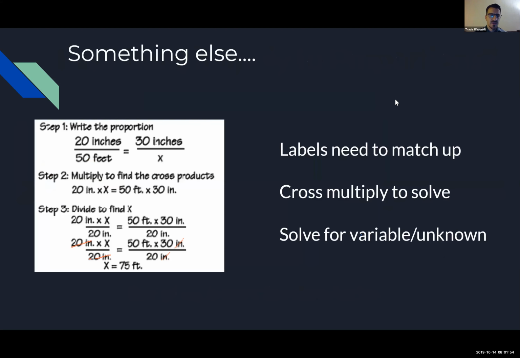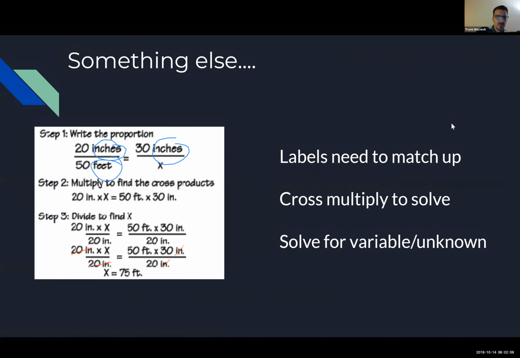Something else you need to remember with proportions is that the labels need to match up. If you look to the left, we notice that inches is on top and then feet will need to be on the bottom. So when we have proportions that have labels, they need to match up, right? If inches is on top and I go to create my second fraction to the right, inches needs to go on top.